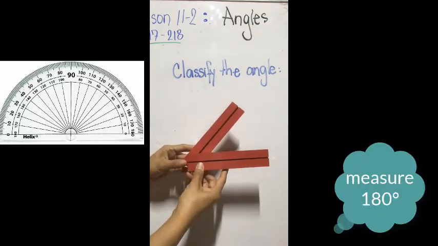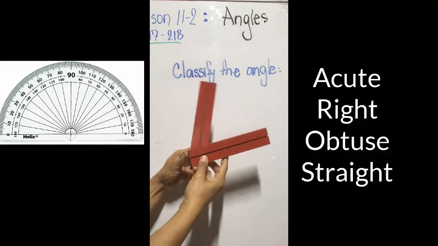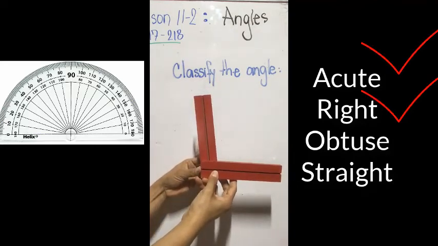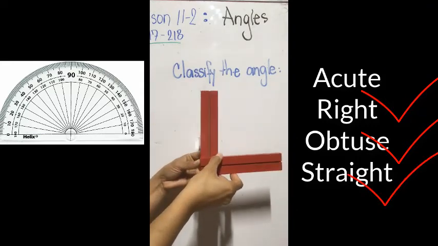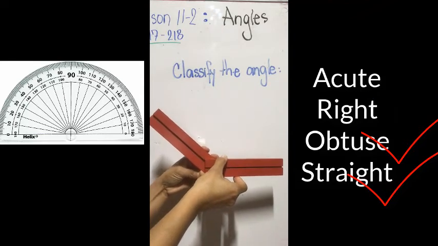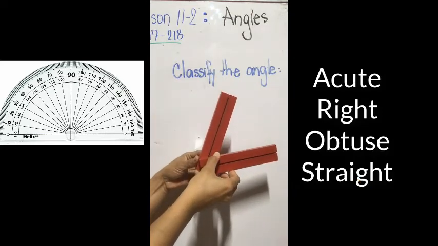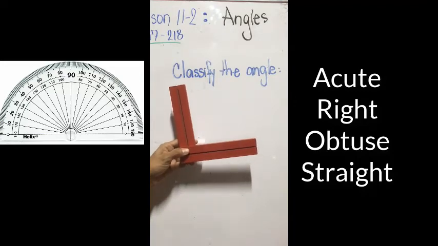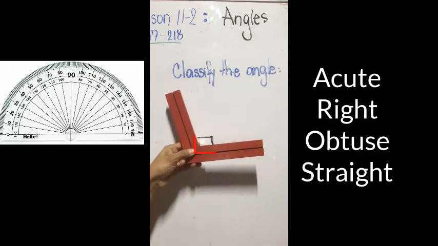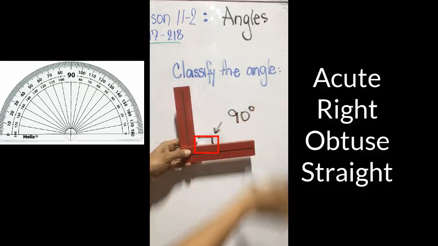Let's try it again. Acute, right, obtuse, straight. Again, acute, right, obtuse, and straight. That's good. Excellent. Remember, acute is less than 90. Right is 90. And you are always going to look for a little square here that indicates that it is 90 degrees. This little square means that you have 90 degrees.